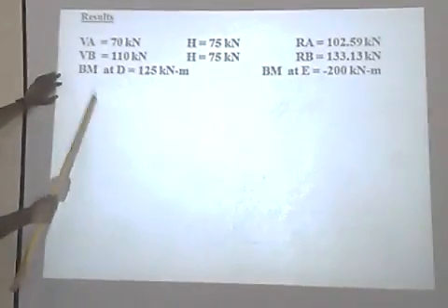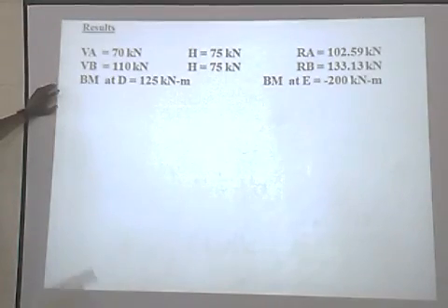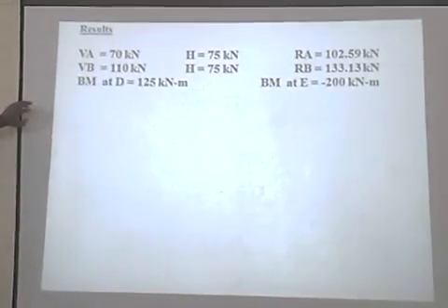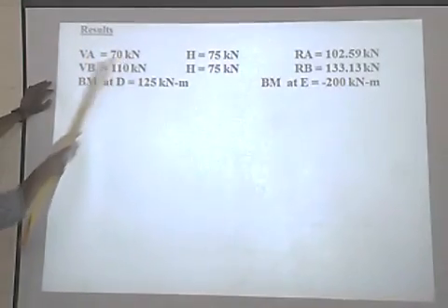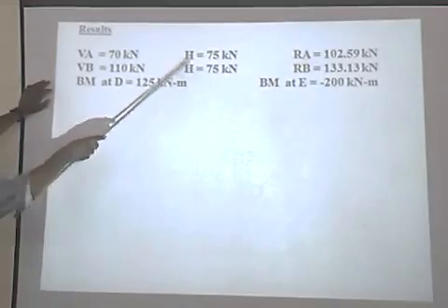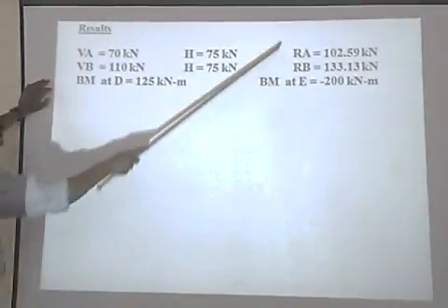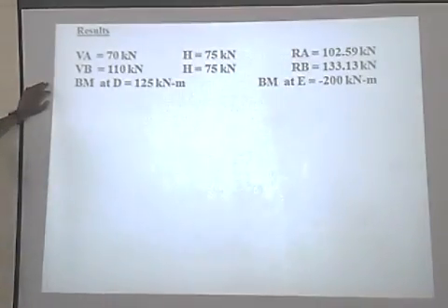This is the final result. We have to summarize the final result in a particular format so that it may attract the examiner to give more marks. VA is equal to 70 kilonewton, VB is equal to 100 kilonewton, and H is common to both supports A and B. The residual reaction at support A, RA, is found to be 101.59, and RB is 113.13.